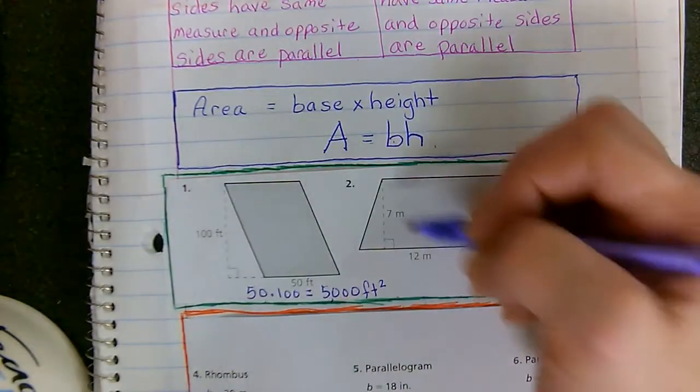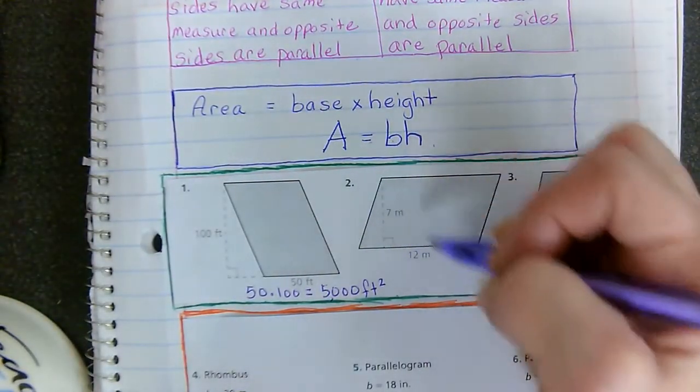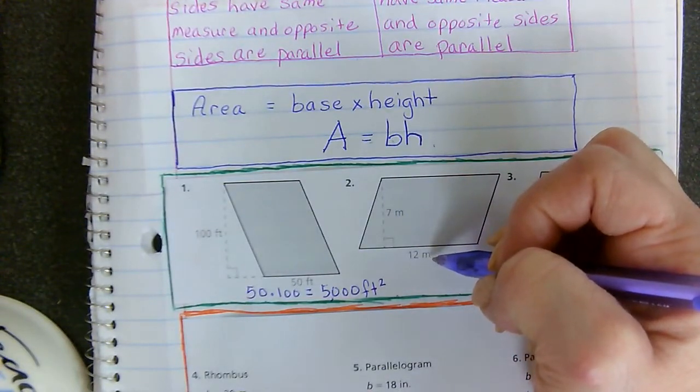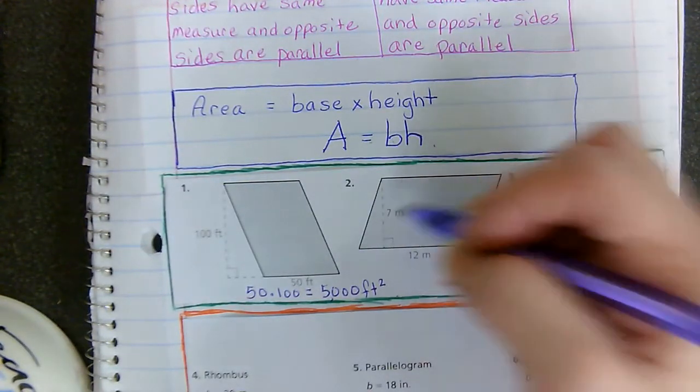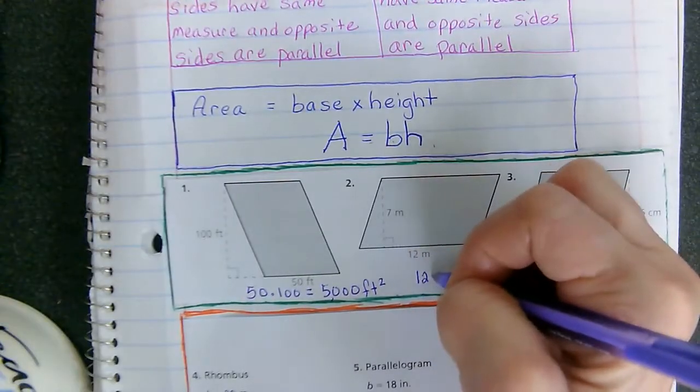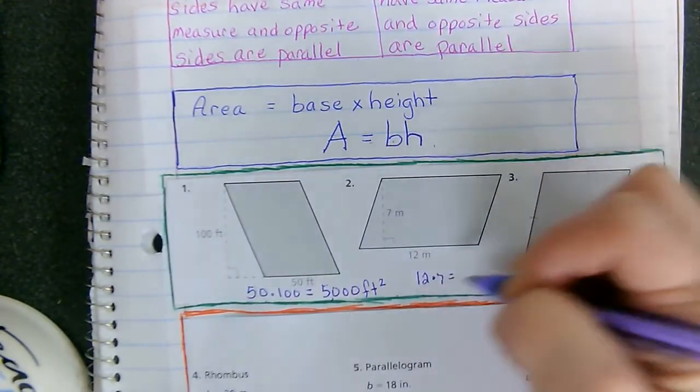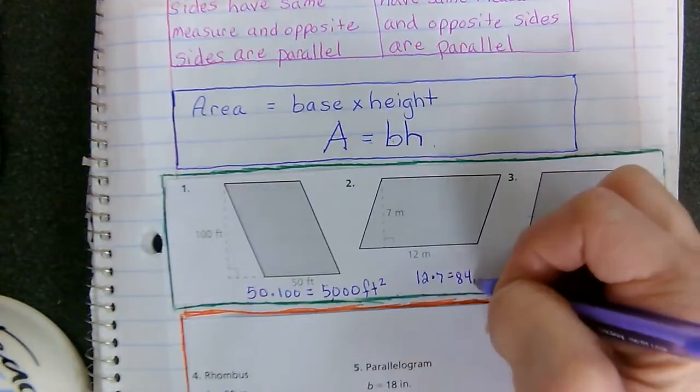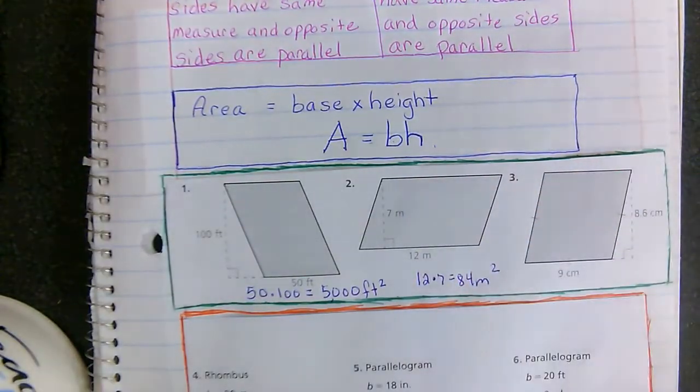Now for the next one, the base is on the inside this time, 7 meters. The height, base is 12, times the height of 7. So 12 times 7, which equals 84. It's meters this time, and it's squared because it's area.